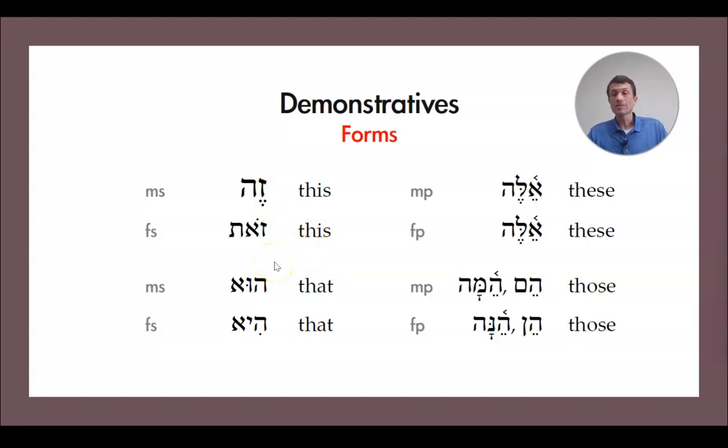The remote demonstrative pronouns, that or those, actually are the forms of independent personal pronouns that you've already learned. So hu, which is translated he, can also be that. Or hi, which is translated she, can also be that. Or the plural forms, hem or hen, which is normally they, masculine plural or feminine plural, can also be translated those.